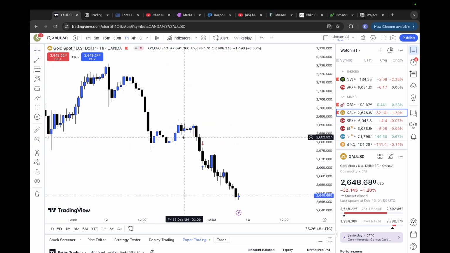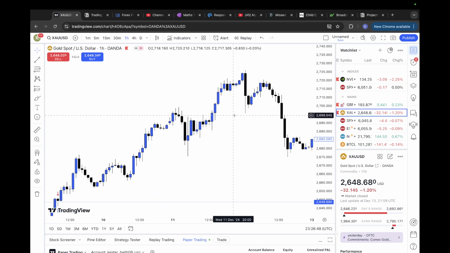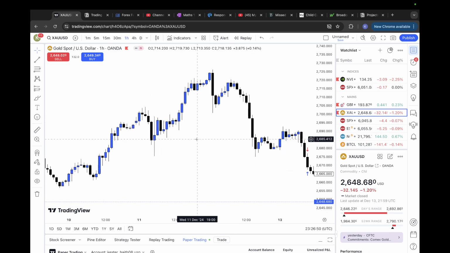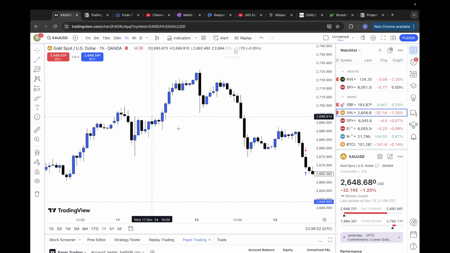So I'll try and find an example of where we have a wick but we don't completely break structure. Here, we have a down candle and an up candle, and the low is here.